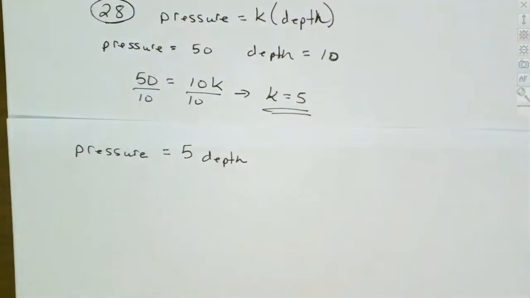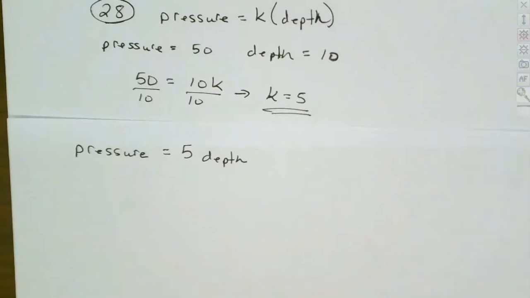Now in that case, that K was 5. But if we used a different liquid, the K might be different. Right? Maybe this is in water. Maybe you look at some other liquid. Maybe you look at mercury or something like that. Okay? It's going to have a whole different K because the way that mercury behaves and the way that water behaves with pressure are different. So K depends upon the liquid.